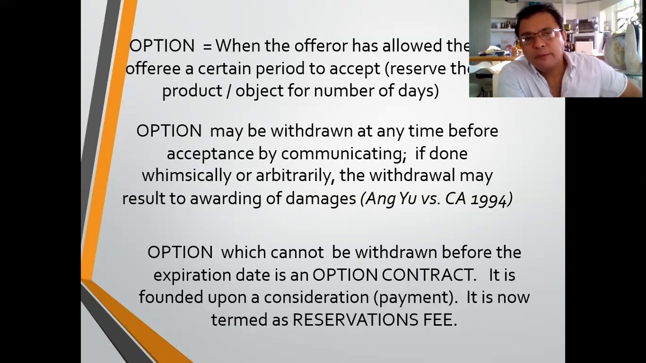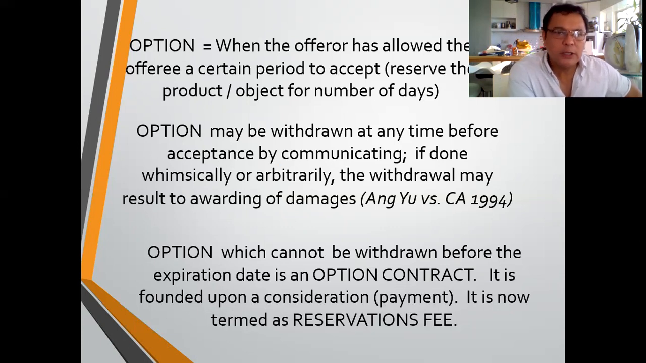So let's say, for example, again, the salesman of the condo unit says, I can reserve this for you, sir, but you have to pay a reservation fee. And you ask, how much is the reservation fee? 5,000 pesos, sir. And then you will reserve this unit for me? Yes, sir, for 30 days. So in that case, if you pay the 5,000 pesos to the salesman of the condo unit, then that condo unit is reserved for you for 30 days. And that reservation or option contract cannot be withdrawn. So the seller should wait for the expiration date of 30 days.